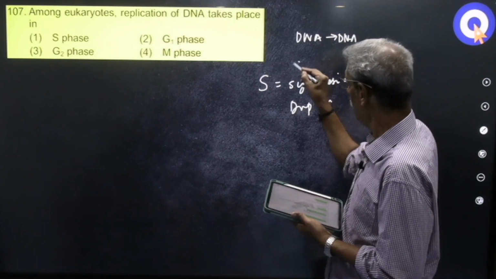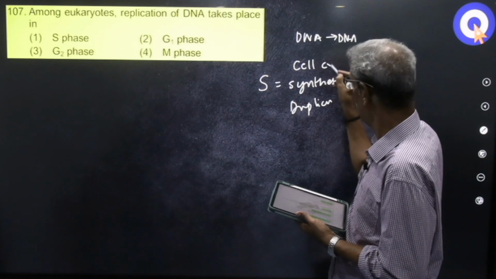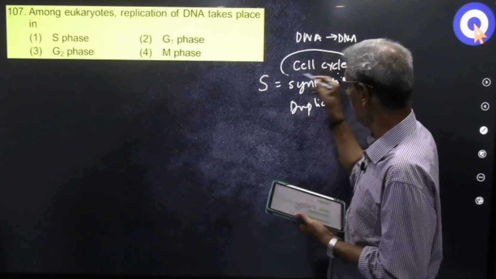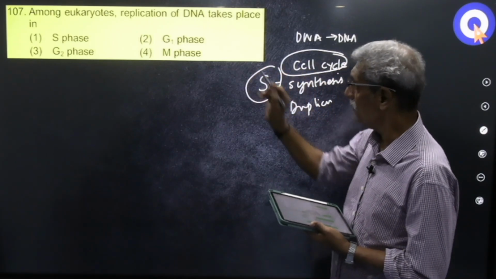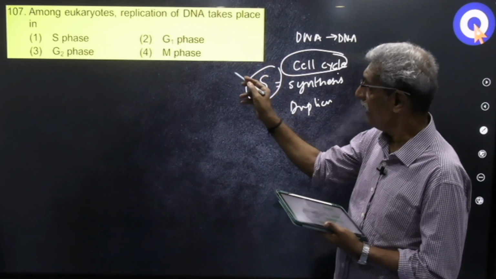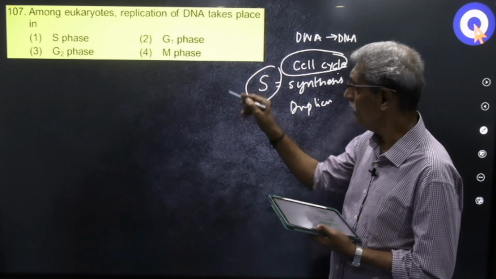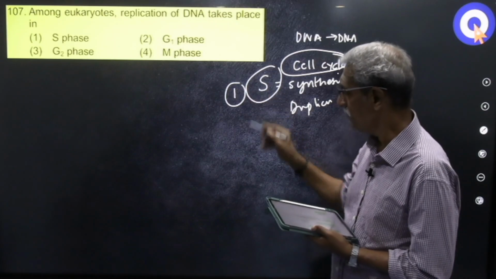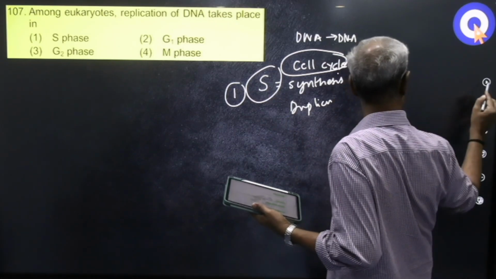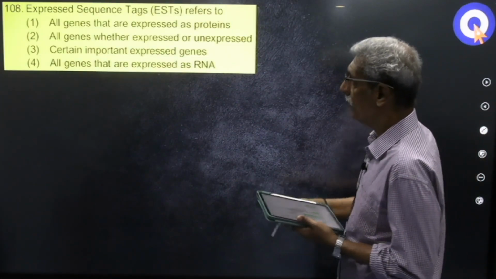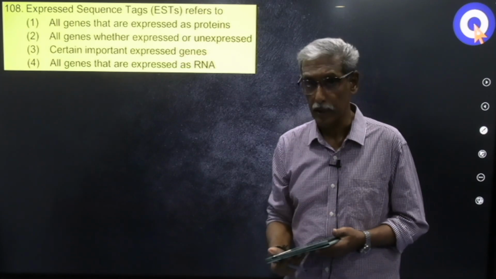And this is a part of what is called the cell cycle. It is a part of the cell cycle, and S refers to the synthesis phase. So DNA replication in the case of eukaryotes occurs during S phase. That is option number 1 right down here. Now we go to 108.